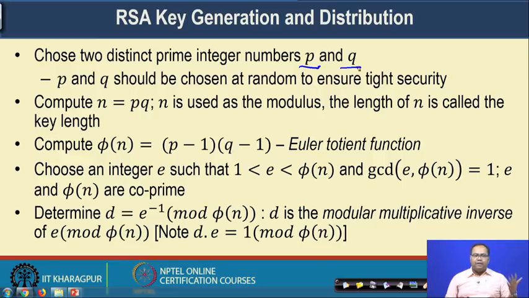The primality test is a difficult test. So, p and q should be chosen at random to ensure tight security of your algorithm. Now, you compute the value n, which is equal to p times q.